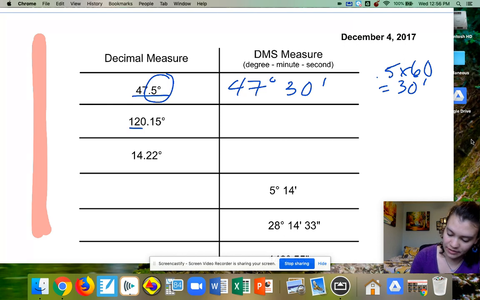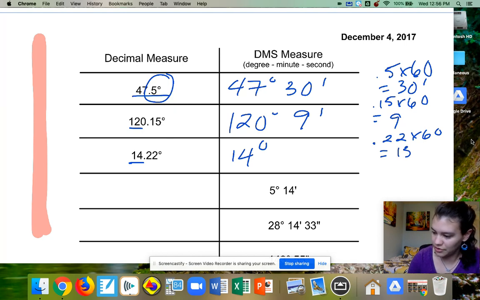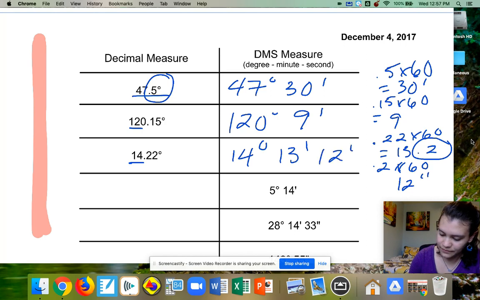Okay, so again, 120 degrees, and we're going to take 0.15 times 60 to figure out the next chunk, and you're going to get a nice even 9. So you get 9 minutes. This next one, we have 14 degrees. Take 0.22 times 60, and you should get 13.2, I believe. Now we have an extra decimal, so you're going to have 13 minutes, but then you have to take this 0.2 and do 0.2 times 60 to get the next chunk, which will give you 12 seconds. So if you have an extra decimal, just keep going until you get a nice whole number.